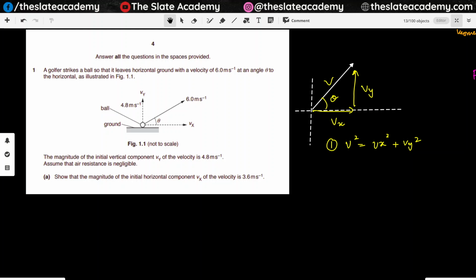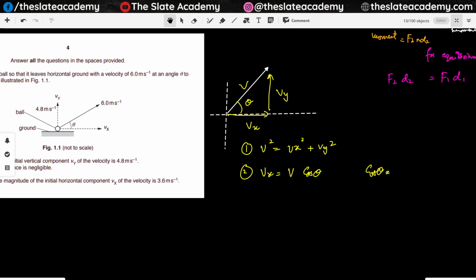But since we are talking about a refresher, if somebody asks me to calculate Vx, I can say it is equal to V cos theta. Why? Because cos theta is equal to adjacent by hypotenuse, so adjacent is Vx by V. Rearranged, this gives me Vx is equal to V cos theta. Any confusion in this? No. The third thing I know, for Vy, the formula is V sin theta.